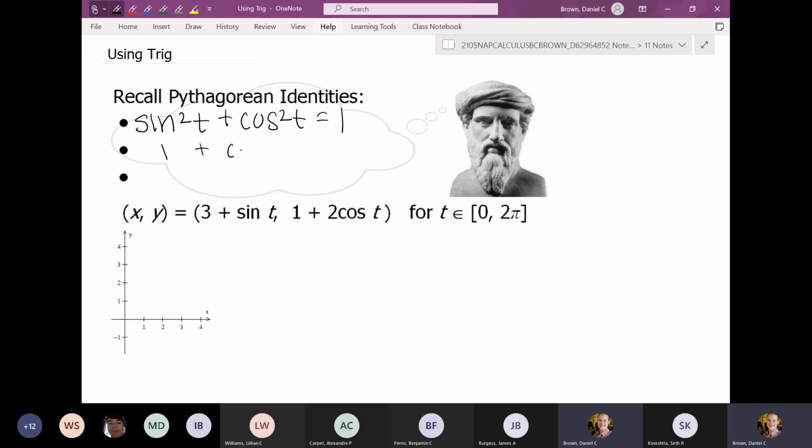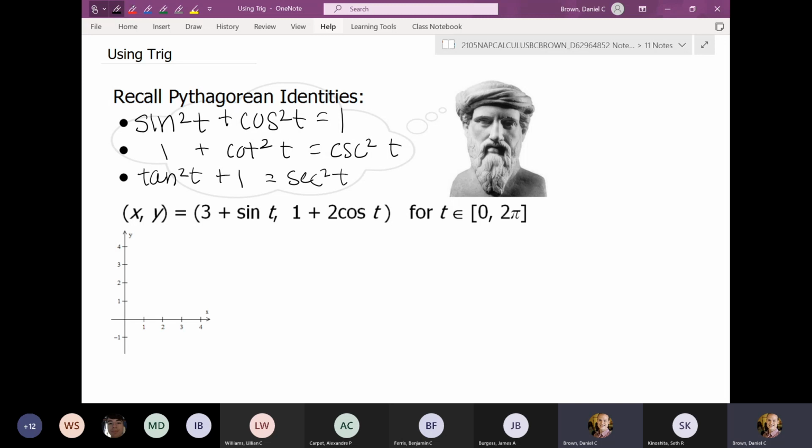Then 1 plus cotangent squared is equal to cosecant squared, and this is me dividing everything by sine, and I'm just using t's here since it's a parametric one. The other one, divide everything by cosine, so I have tangent squared plus 1 is equal to secant squared.